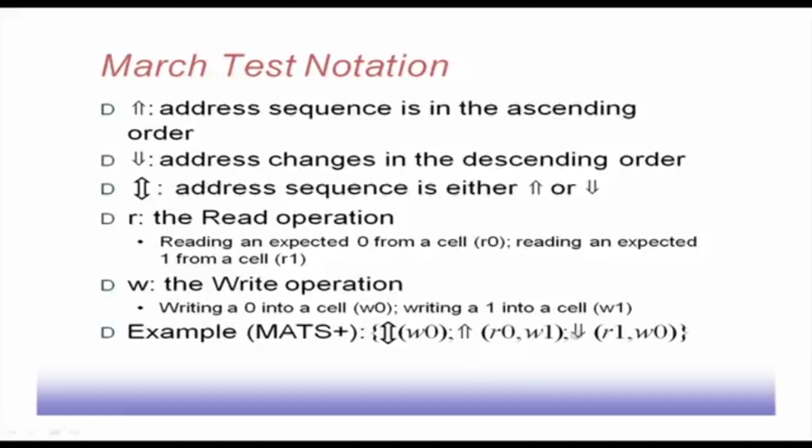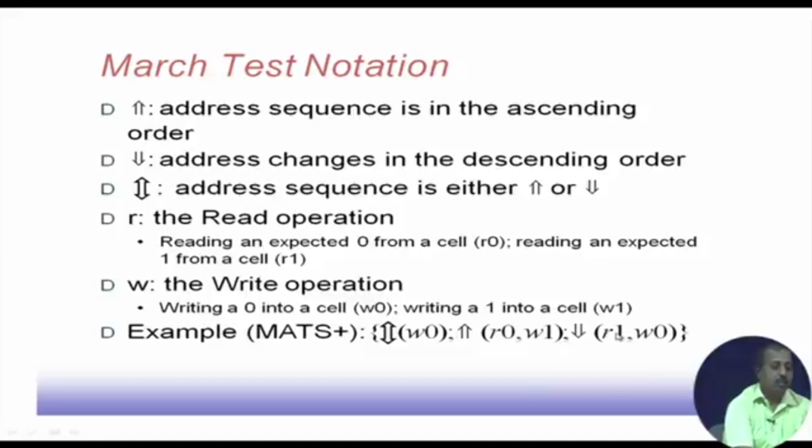Next we do it in the decreasing memory order, starting with the highest memory address. Since we had written a 1 at the last place, we expect to read a 1. So, we read a 1 and then we write a 0. That again fills up the location with 0. So, this is one particular march testing sequence, and it has 3 march elements in it.